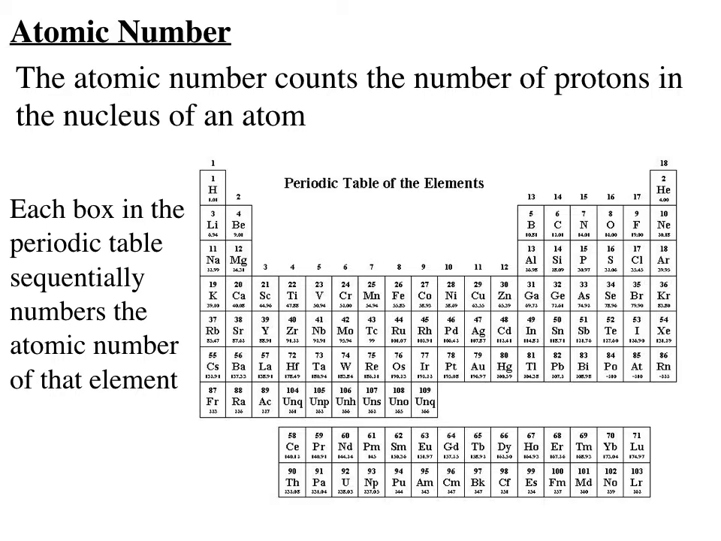So each box has a unique number, each box has a unique symbol, and that number at the top of the box above the symbol is telling you the atomic number, or the number of protons in that particular nucleus. So vanadium is in box 23. That means all vanadium atoms have 23 protons. Just any other one we want to pick, such as nitrogen, which is element 7. All nitrogen atoms possess 7 protons in their nucleus.